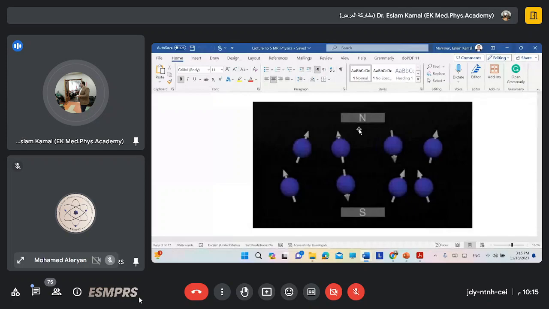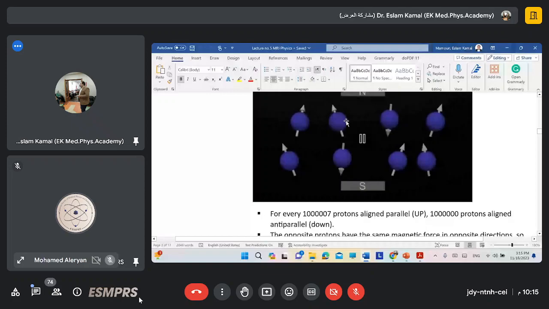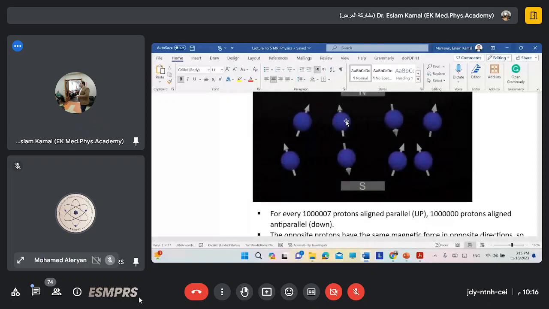So now we have a certain number of protons inside the patient. All of them precess with the same frequency. Okay, so you know this frequency. So now we are adding a value for the external magnetic field.